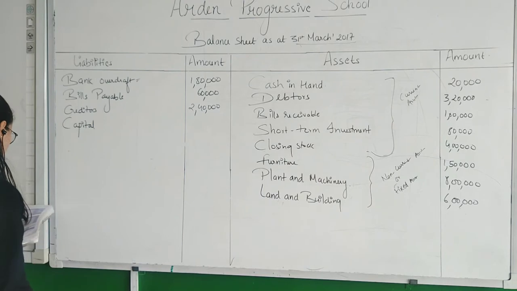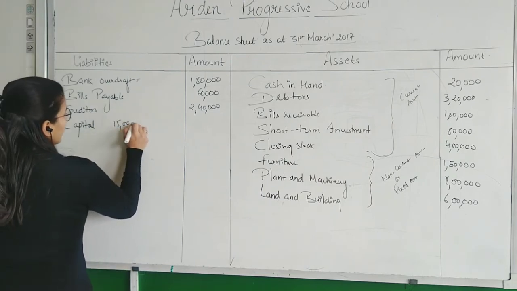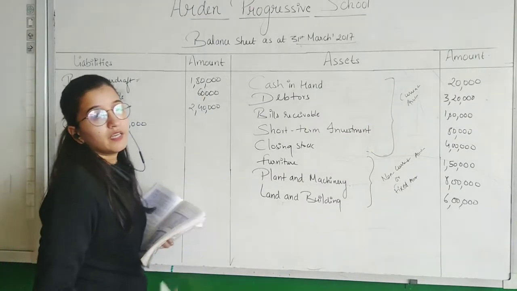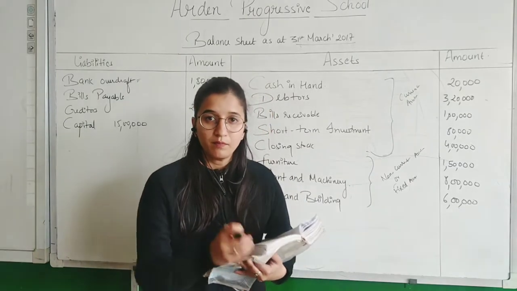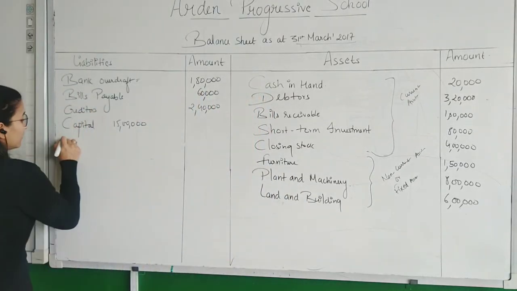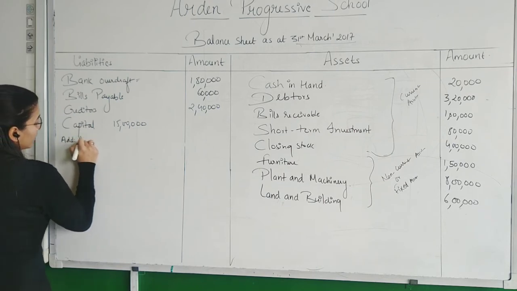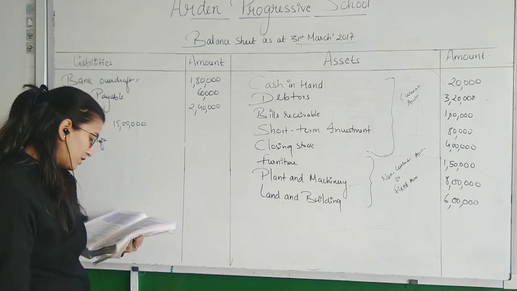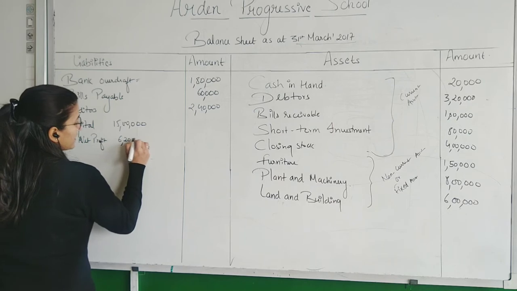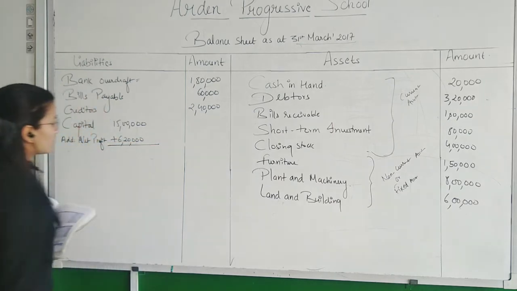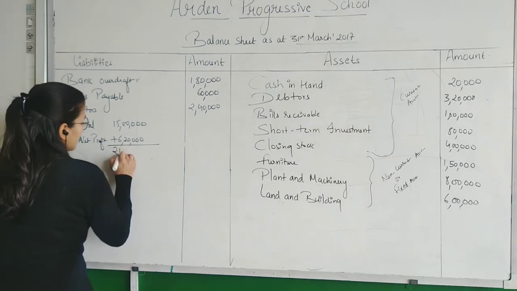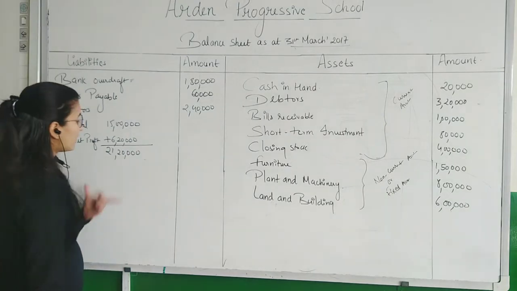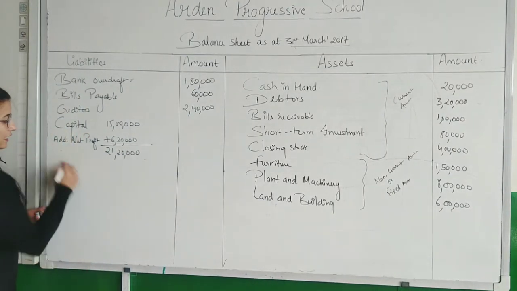The amount of capital is rupees 15 lakhs, and we know we add net profit to capital. Net profit is calculated by preparing the P&L account. So we will add this amount of net profit to capital. Net profit is amounted to rupees 6,20,000. So we'll add this amount to capital. We get the amount 21,20,000. Now according to the format, we will have to deduct the amount of drawings from capital.